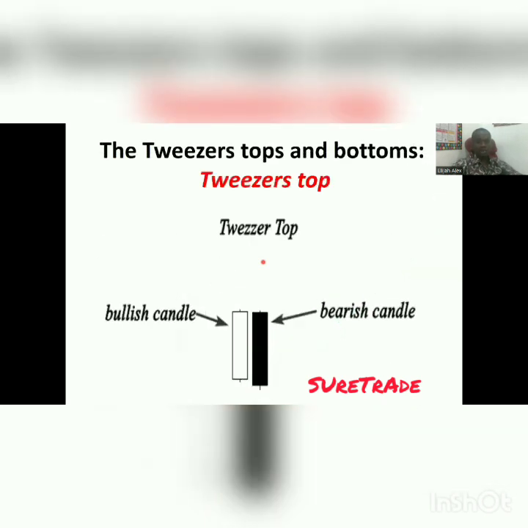This is the tweezer top. It occurs at the resistance level or at the end of an uptrend. So when you see this occur, make sure you open your trade at the end of this candlestick, and then take your profit at the next key level.